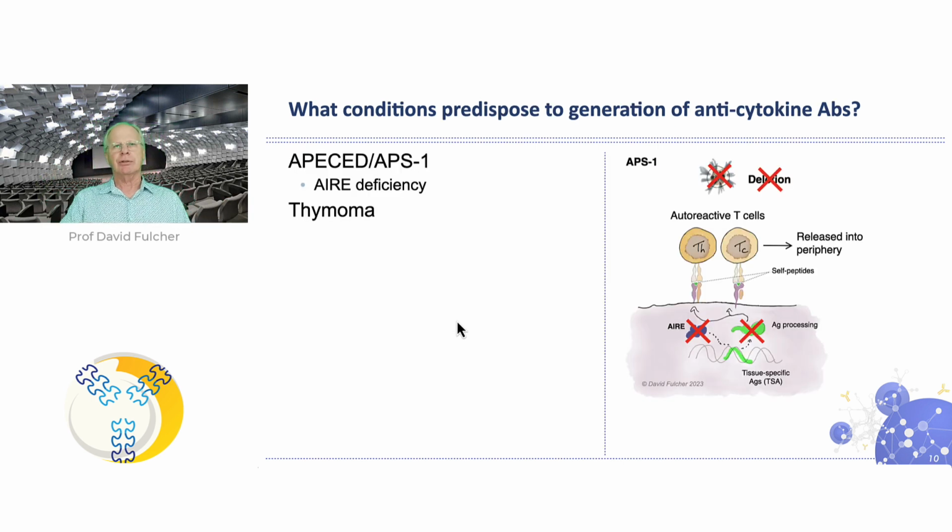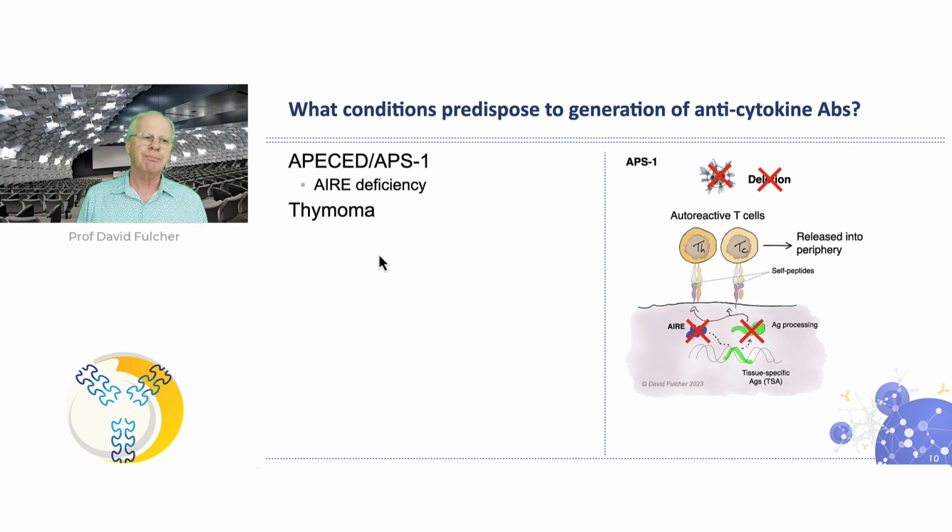So which conditions are associated with anti-cytokine antibodies? There are two main ones, and they're also associated with other autoimmune diseases too. So it's not just cytokine antibodies. There are lots of multiple autoimmune diseases associated with APOSED and thymoma. Now you have to be aware, I'm sure you do know, that thymoma and myasthenia gravis go together as an autoantibody-mediated disease. There's something about thymoma that promotes autoantibody generation. I haven't seen any clear explanation about why that is, but it is.